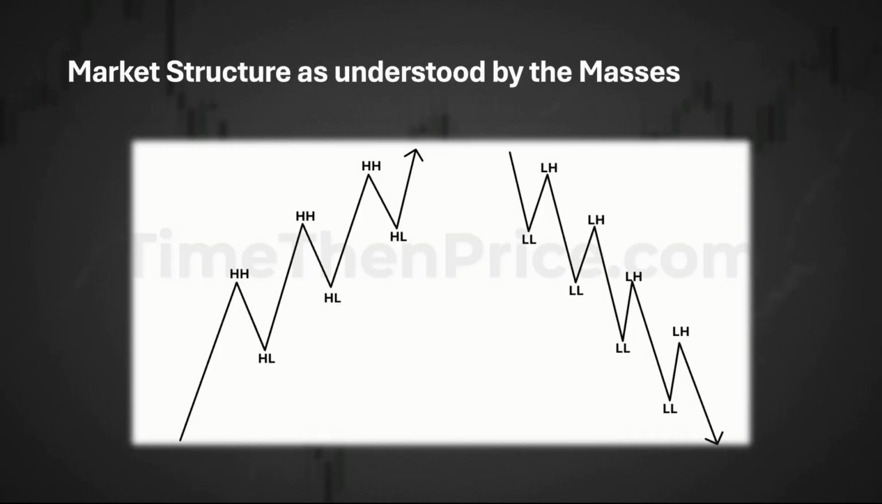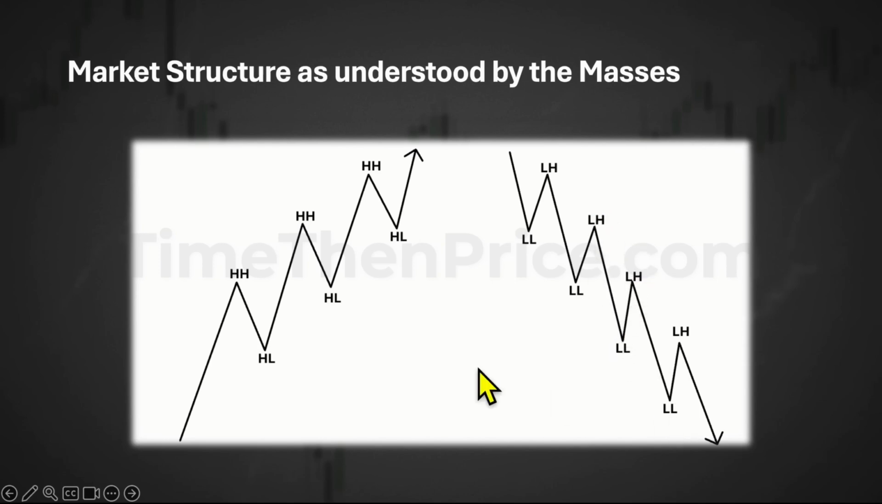Market structure as understood by the masses. In front of you, you can see a screenshot of how the majority of traders out there are looking at market structure. If bullish, they are looking at the markets to make higher highs, higher lows, higher highs, higher lows, etc. And there's a process which repeats itself infinitely. When bearish, they are looking for lower lows, lower highs, lower lows, lower highs, etc.